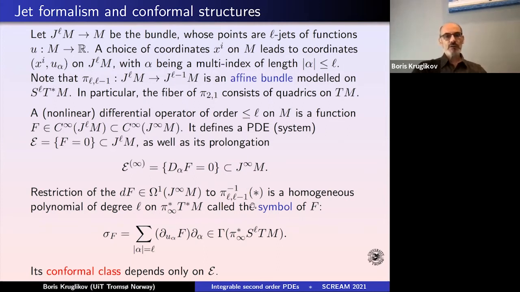But then you restrict to the fiber of this projection, which is an affine space associated to this. If you think about this as a vector space, you get homogeneous polynomials of degree L. These will be homogeneous polynomials on the cotangent space, pulled back to jet space. This is called the symbol. So here's a formula: the symbol of F is the following. We take just the top derivatives, and here symmetric multivectors. These are the coefficients, and these are sections of this bundle of symmetric vectors, S^L TM. They're polynomials on T*.